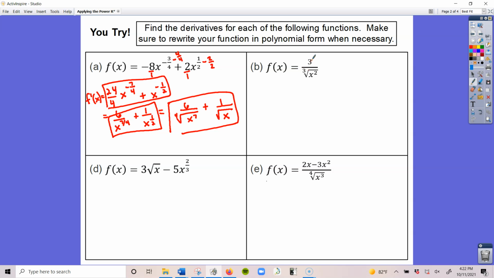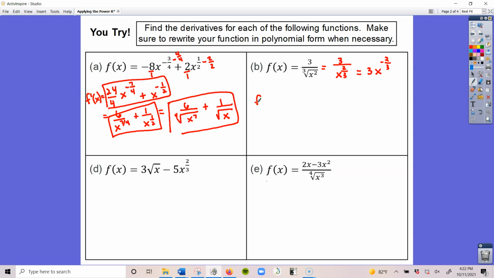Now for this next one, we have 3 over the cube root of x squared. In order for me to find the derivative of this, we would need to rewrite this in a polynomial type form, meaning I'm going to rewrite this using exponents rather than the root. So this is 3 over x, and again, power is the numerator, and the root is the denominator. And now I'm going to rewrite this by moving this up so I can use the power rule. So this would be 3x to the negative 2/3.